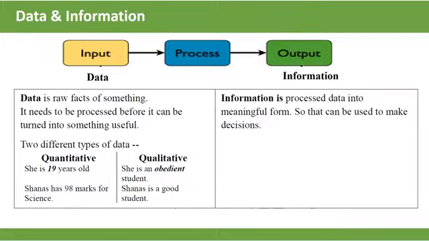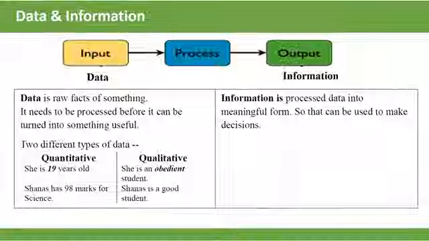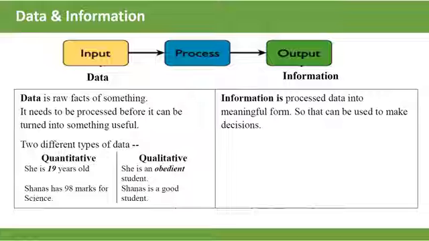So here we can see there are two different types of data. When we discuss data, we identify them as raw facts of something, and we need to process them before we turn them into something meaningful. Those raw facts are of two types: quantitative and qualitative. Some data we can measure, we can count. That is quantitative.